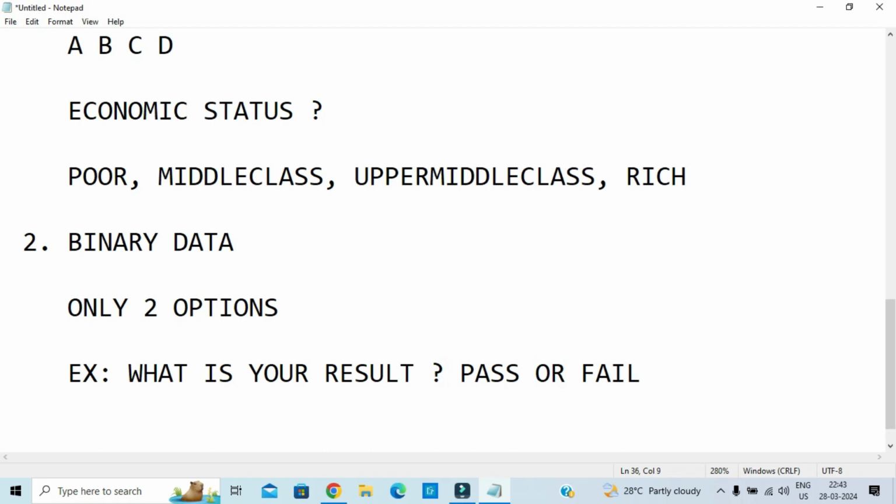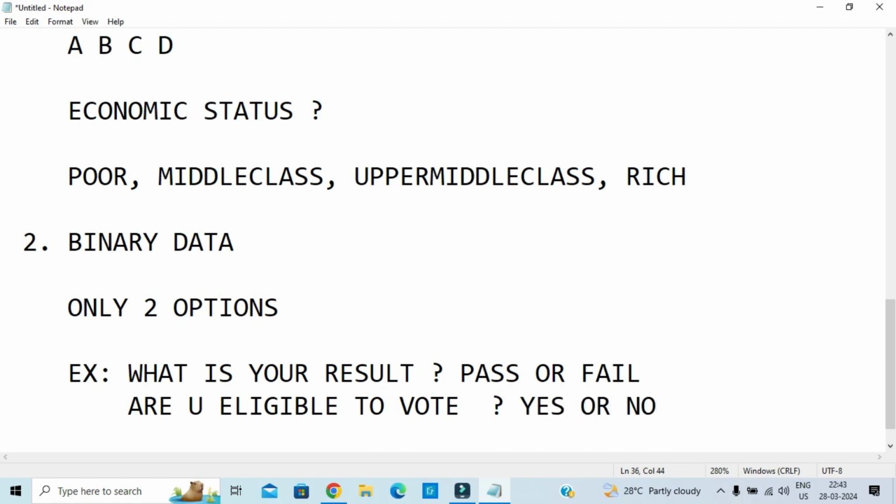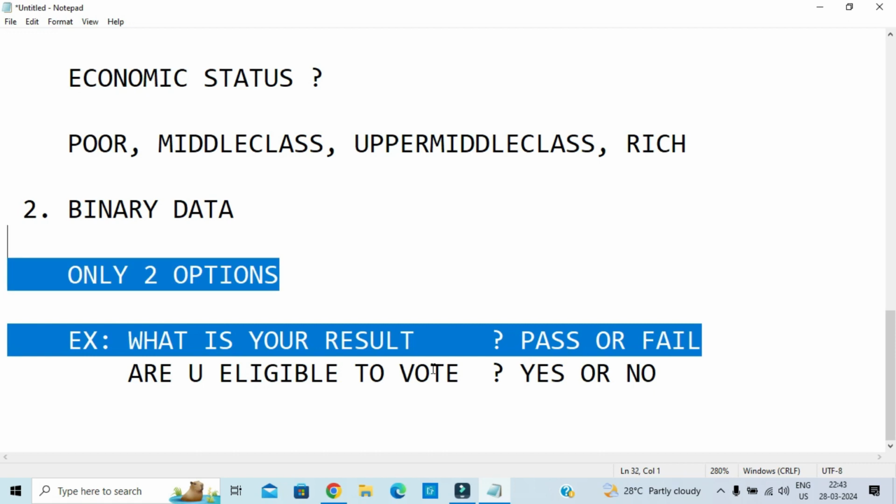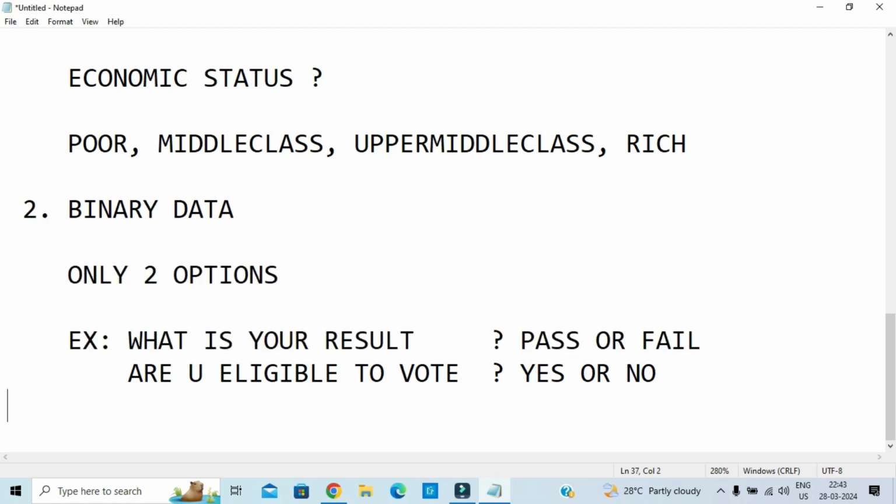I'll give you one more example. Are you eligible to vote? What will be the options for this? Yes or no. There are only two options we got, yes or no. So this is how binary data is represented.